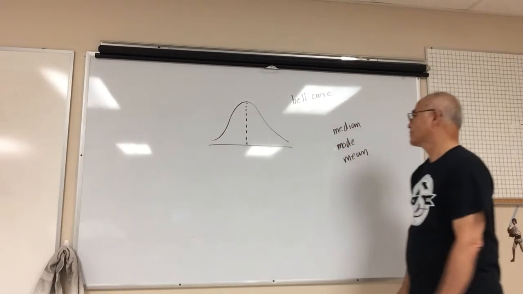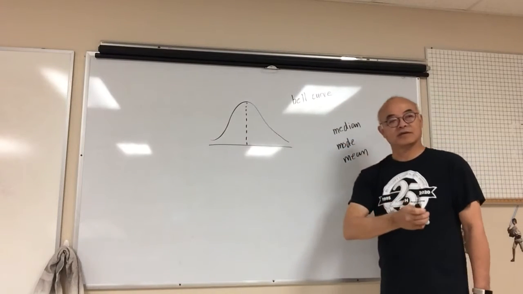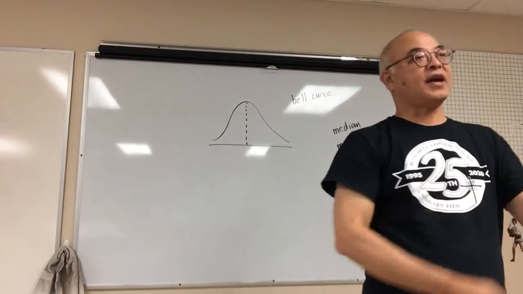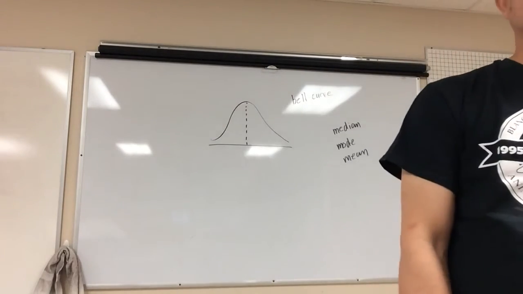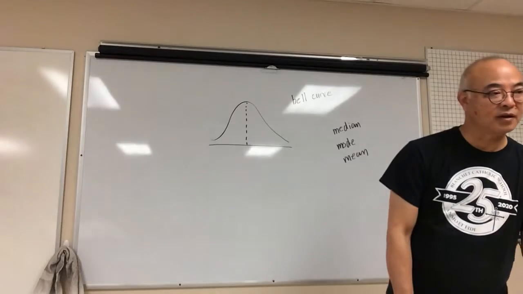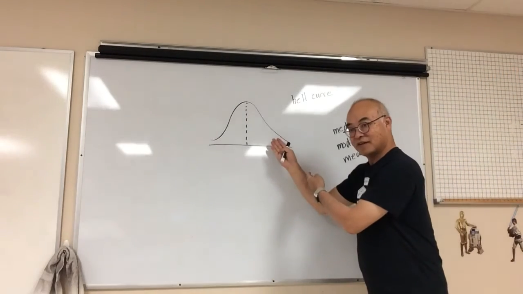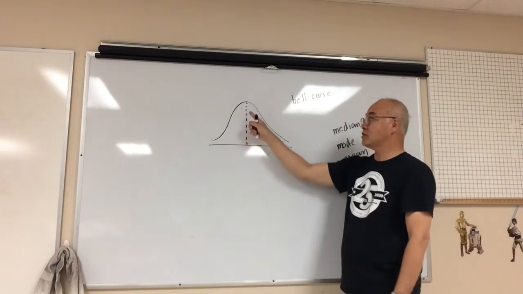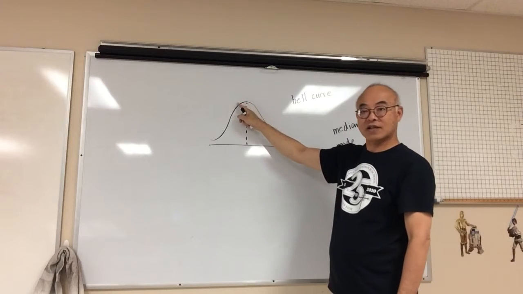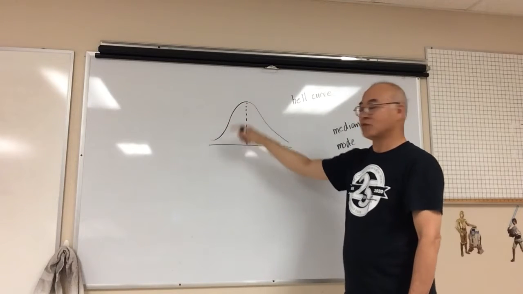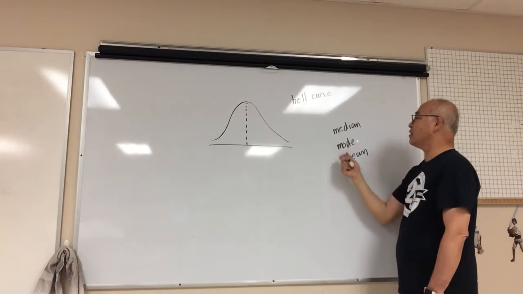Okay? What is the mode? The frequent number. The one that comes up the most, right? Which one would that be? The middle, right? You can see it has the most dots, right? It's the highest peak, right? Which means that the mode and the mean are the same.